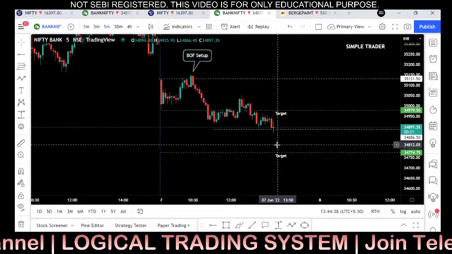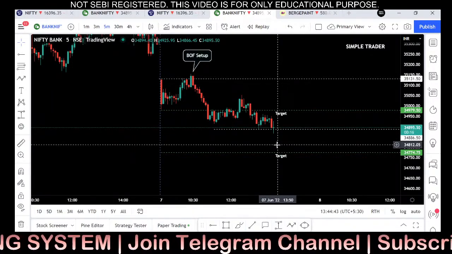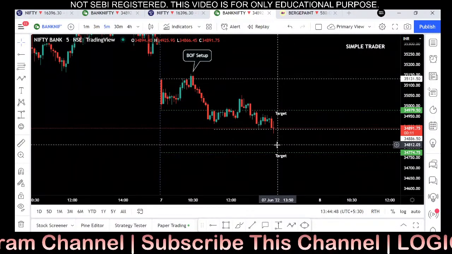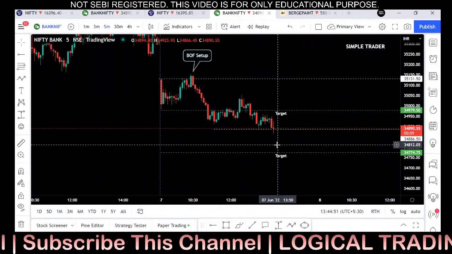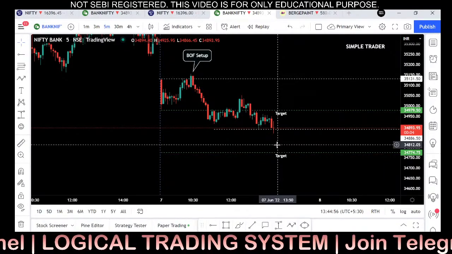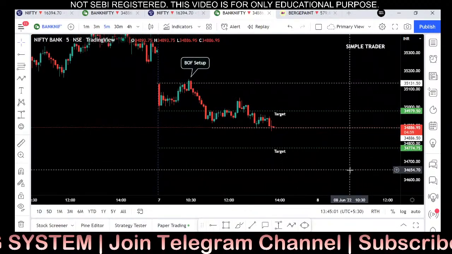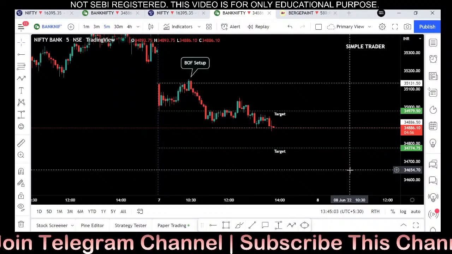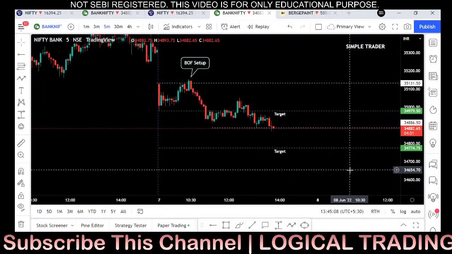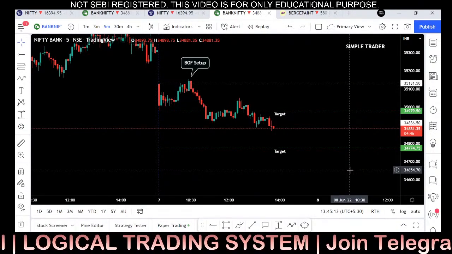So take today's scenario in Bank Nifty. There are two setups formed here, and both give a short trade. The first one, you are all more familiar with, is the BOF setup. It's called breakout failure, right? Let me explain these setups in a clearer way, and I'll also give you the logical reason for this setup and the trade. Please stay tuned here.